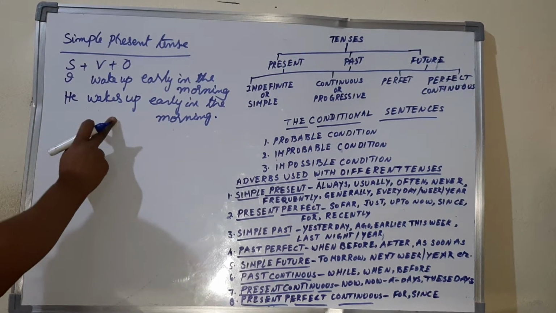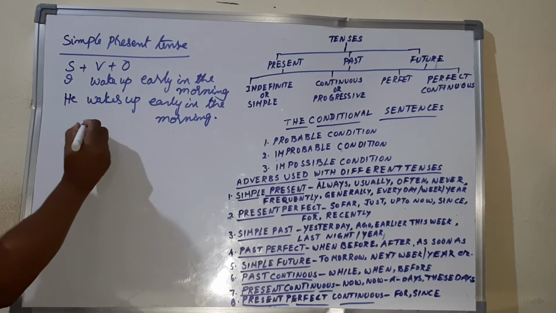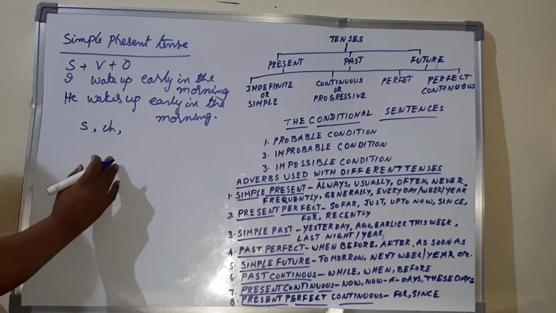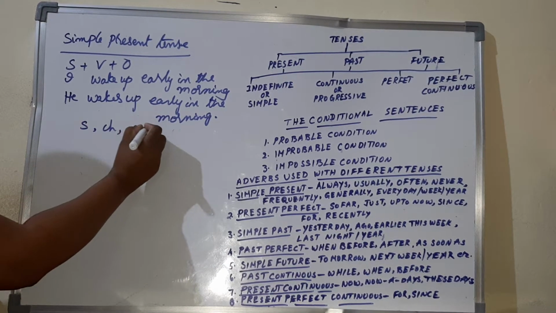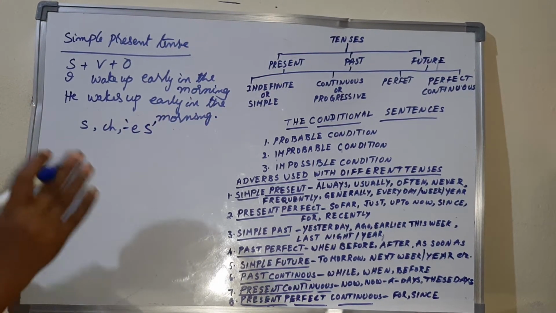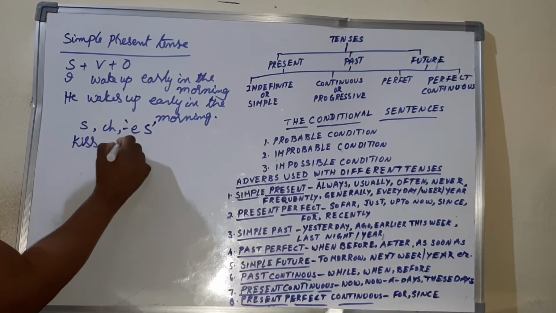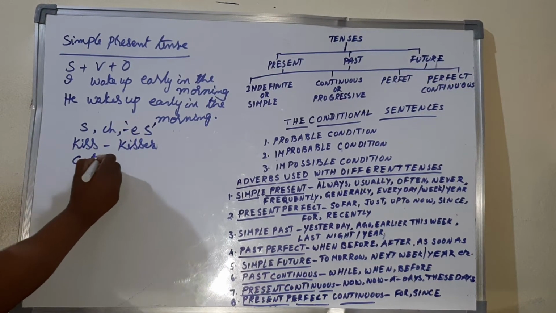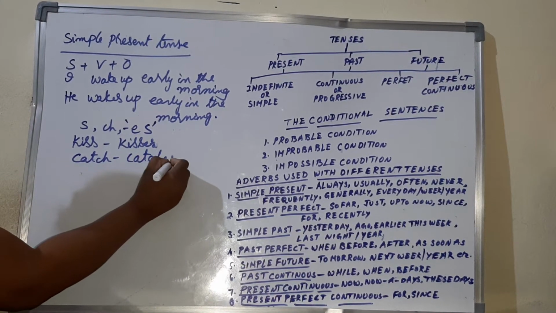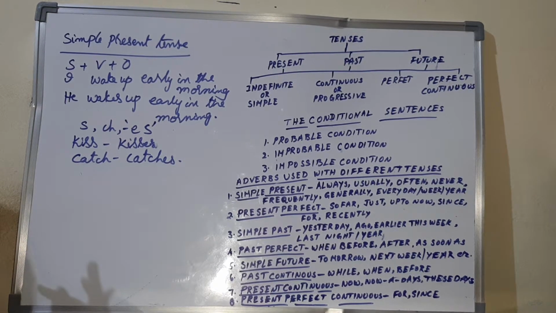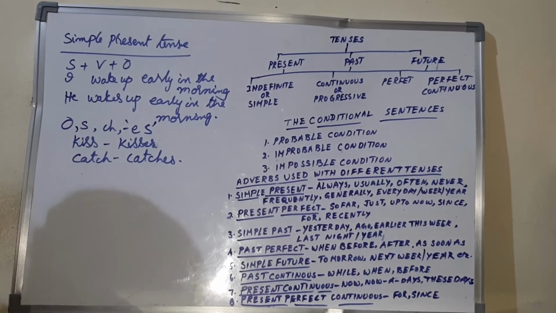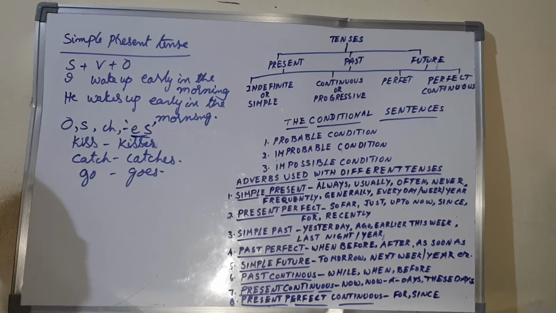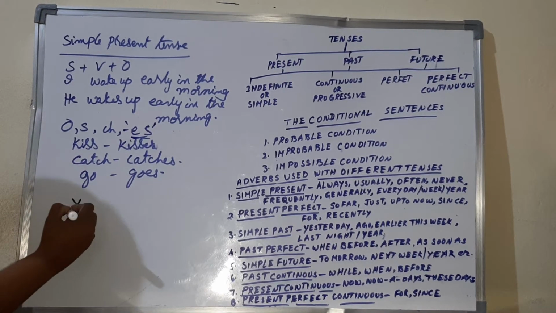If the word ends with s, x, z, ch, or sh, we add es. For example, kisses, catches. We add es for this. If the word ends with o also, for example, goes, we add es.